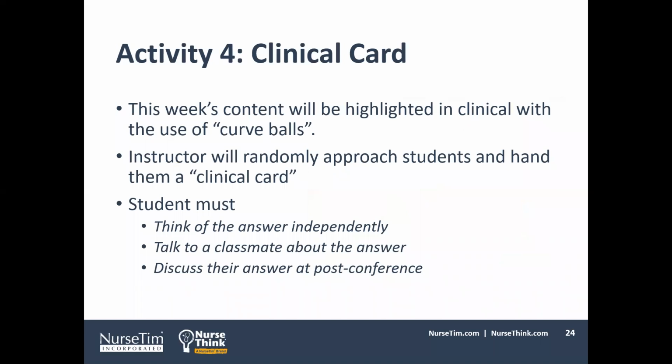So our fourth activity is what I call the clinical card. And it can be called a cue card. It can be called a curveball. I've heard references to many different things over the years. But I think this is a great activity in that it stimulates thinking on the fly. It allows our students to go to a deeper level of understanding very quickly.